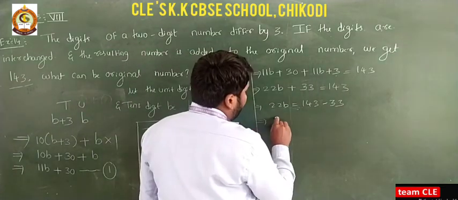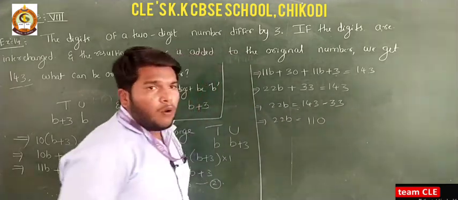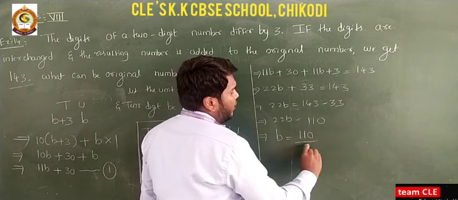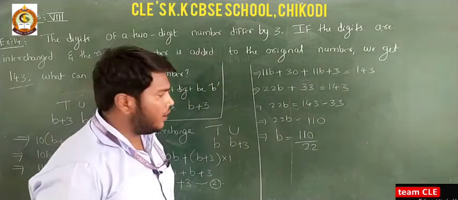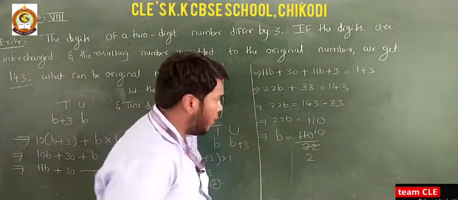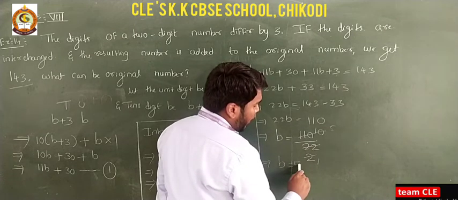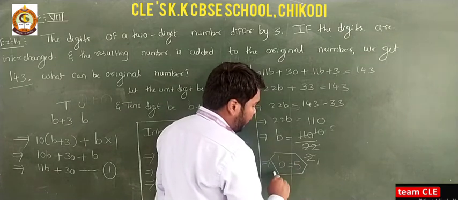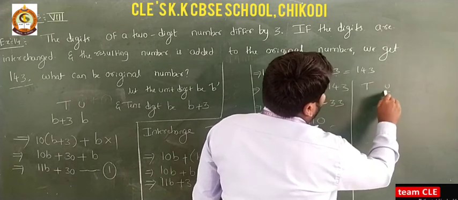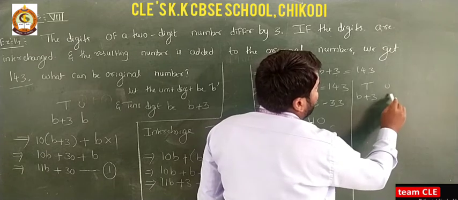So 22b equals 110, and b equals 110 divided by 22. 11 twos are 22, and 11 tens are 110, so b equals 5. This b is the unit digit, so the unit digit is 5, and the tens digit we need is b plus 3.